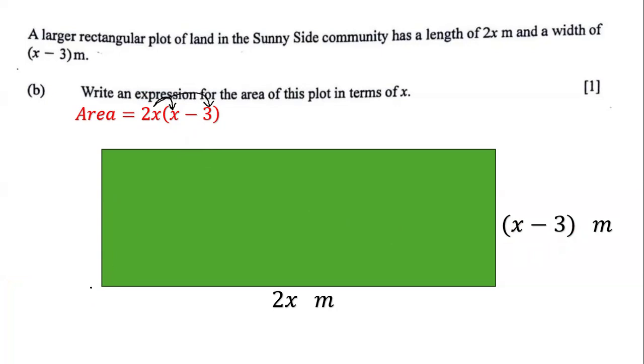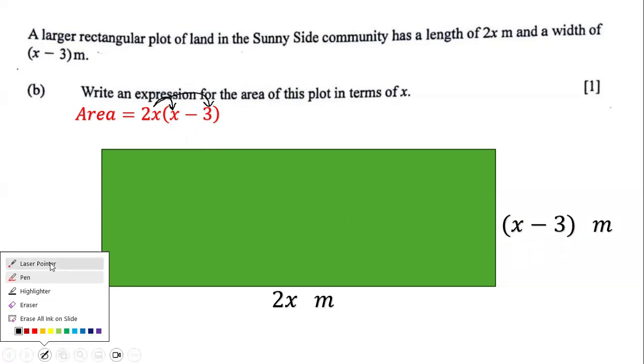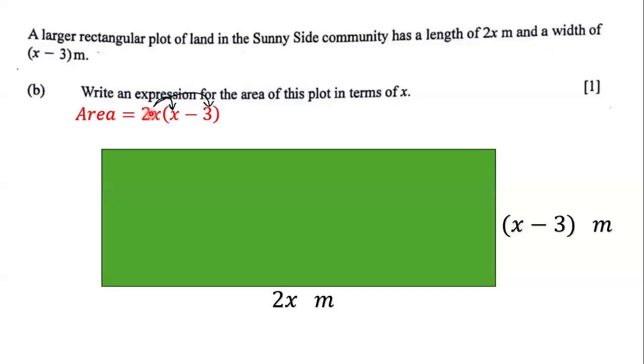So again, we distribute the 2x. We take 2x and multiply it by x, and then we take 2x and multiply it by 3. Now 2x multiplied by x is 2x squared, and 2x multiplied by 3 gives us 6x. So we have 2x squared minus 6x. And that's the answer for the area of this plot of land in the Sunnyside community.